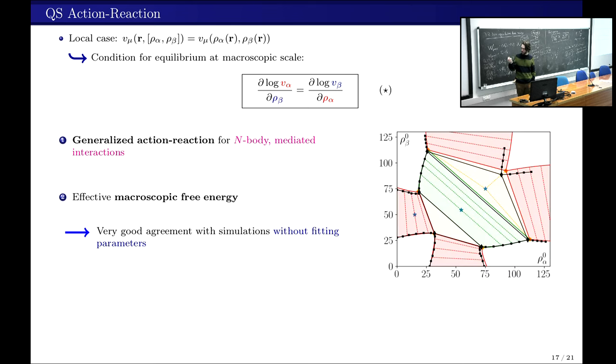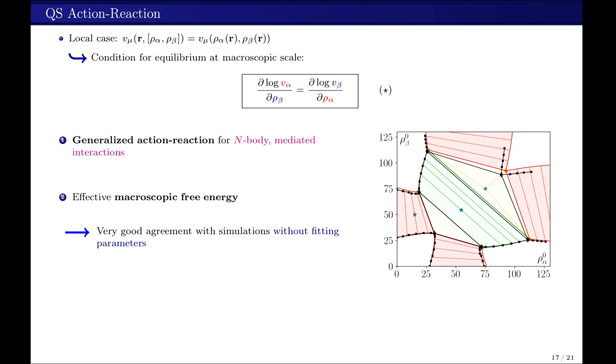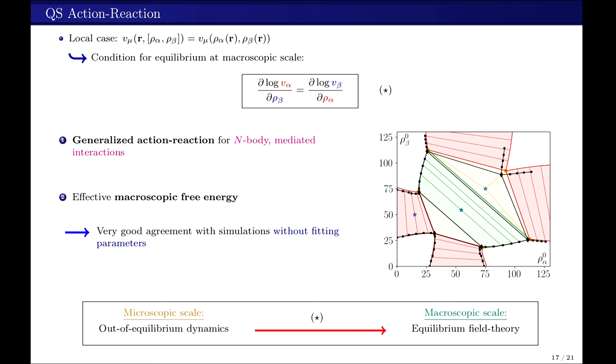But all in all, this means that we have an effective macroscopic free energy. And once we have a free energy, you can build analytically your phase diagram using common tangent construction. And what you now see on the right is the comparison between the colored regions obtained from our analytics and the black lines corresponding to the simulations. So there is a very good match, which tells us that our theory from micro to macro is effective in describing the emergence of static patterns in the system. But of course, this is only valid when we have this condition here. So to sum up, we have started from an out-of-equilibrium dynamics at microscopic scale. And when this condition holds, we ended up with an equilibrium field theory. Now the question, of course, is what happens in all the other cases.